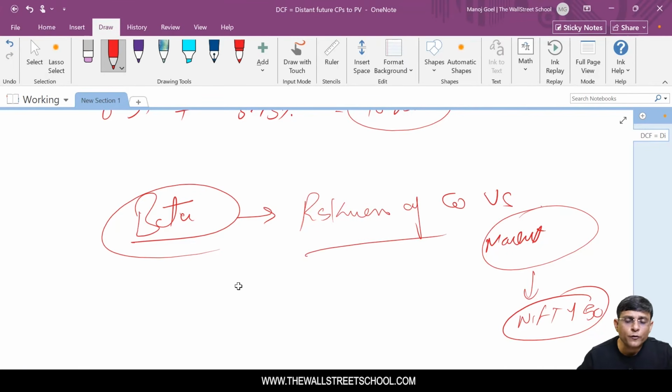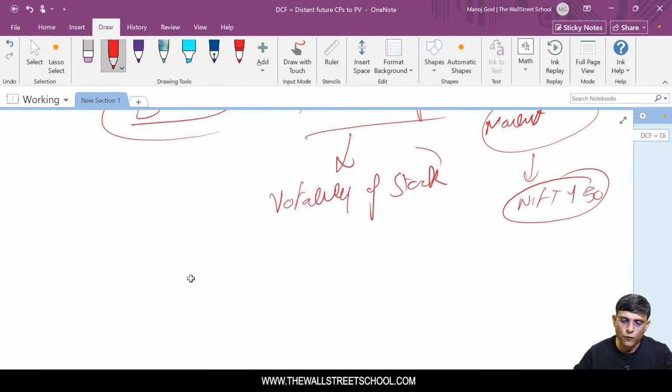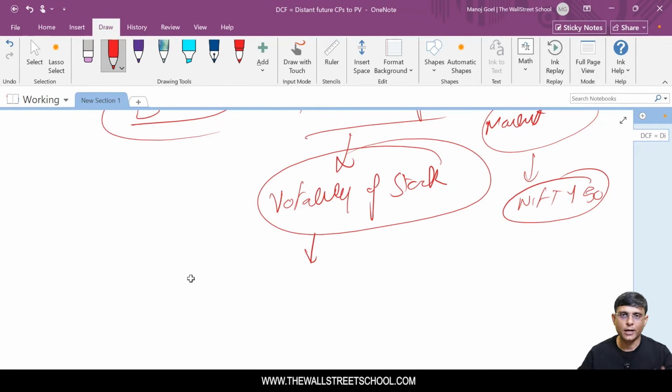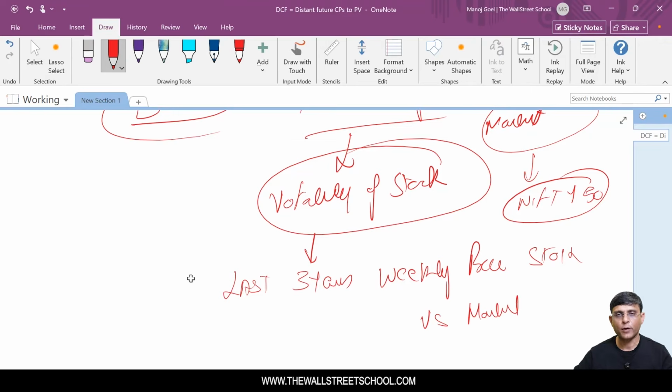Now, how do we calculate this riskiness, guys? We simply say this riskiness is nothing but the volatility of the stock versus the volatility of the market. How volatile your stock is versus the market. And this volatility can be measured with the stock price change versus the index change. So we normally calculate this volatility or beta or risk based on the last 3 years of weekly price data, the weekly price behavior of the stock versus the market.